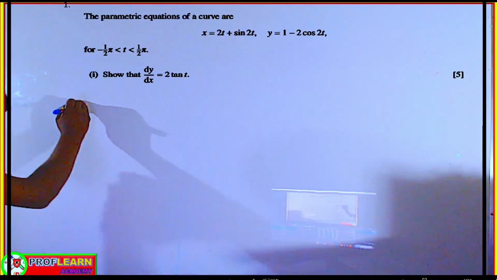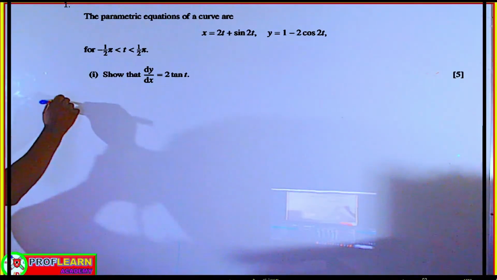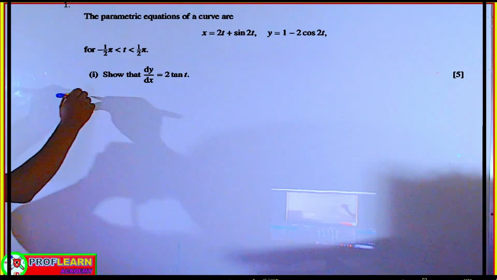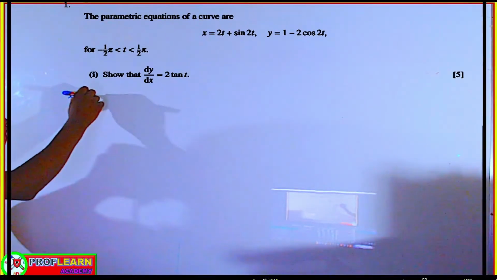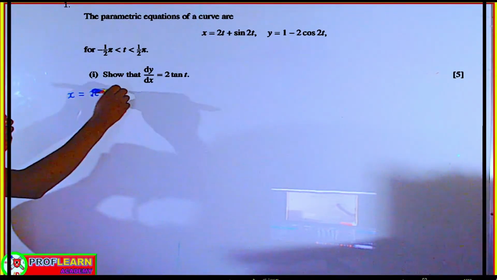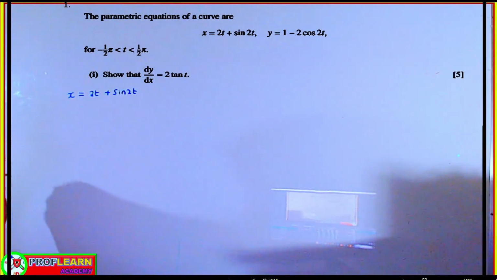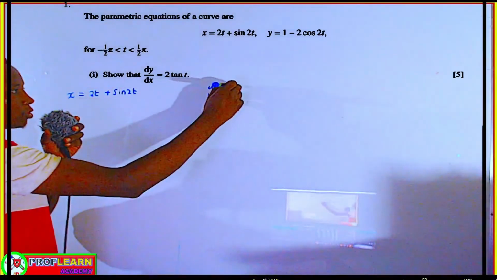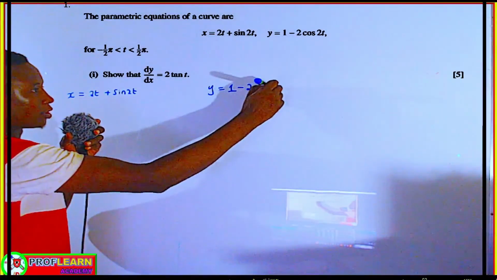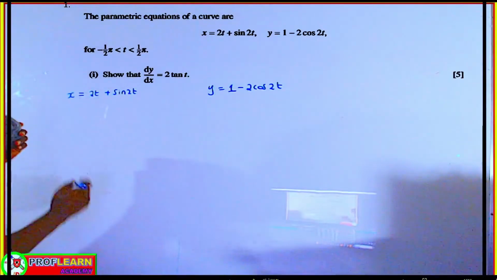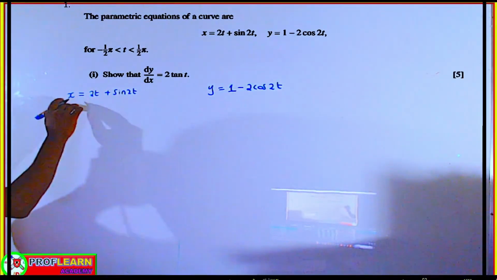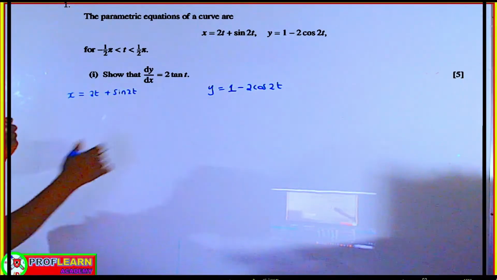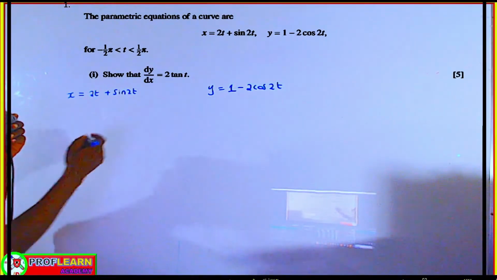And the first thing we're going to do here is to write the first parametric equation the way it is, and this is x equals 2t plus sine 2t. So that's the first parametric equation, and the second parametric equation is given as y equals 1 minus 2 cos 2t. In order to differentiate these two parametric equations, first we are going to work out differentiation with respect to t for x, and then we follow by working out the differentiation for y with respect to t.